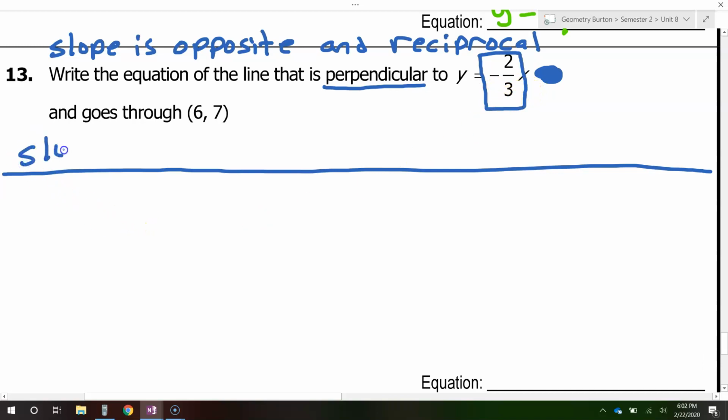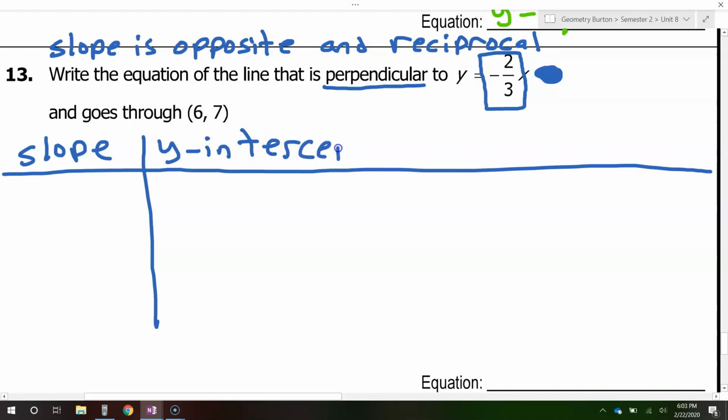Okay, so anyway, slope, y-intercept, equation.